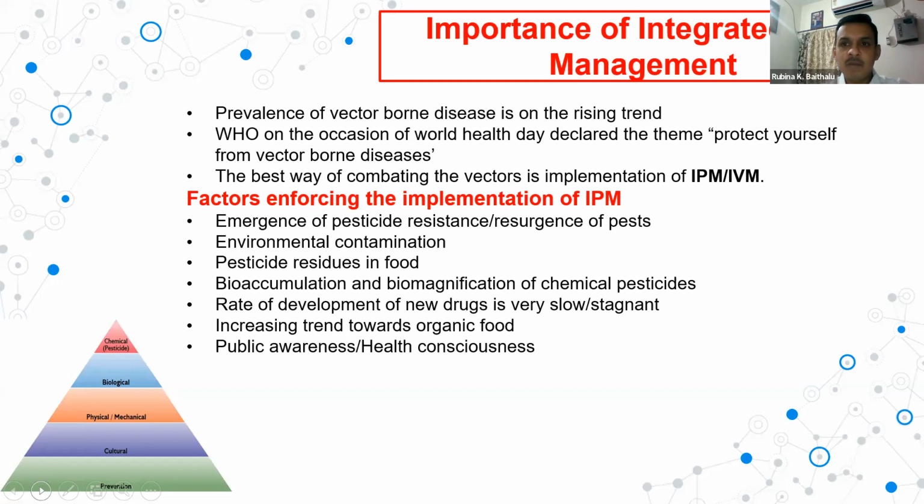That may be biological, that may be cultural, that may be managemental aspects. We have to take these into consideration. There comes the concept of integrated pest management. Now there is much public awareness and health consciousness, and there is an increasing trend of consumers towards organic food. There comes the concept of IPM. It takes into consideration the cultural, the physical, the mechanical, the biological, and lastly, the chemical method of control.